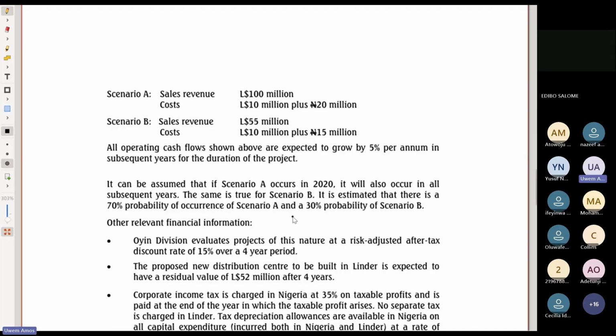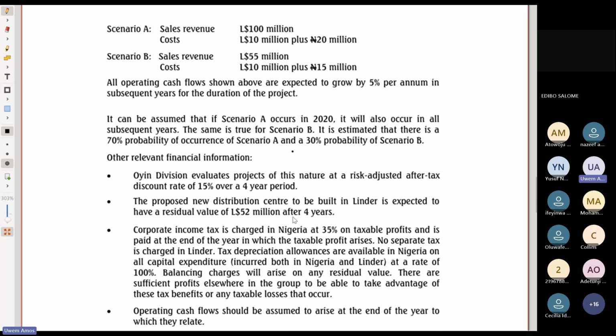OIN division evaluates projects of this nature at a risk-adjusted after-tax discount rate of 15% over a 4-year period. The proposed new distribution center to be built in Linda is expected to have a residual value of 52 million Lindarian dollars after 4 years. Point 3.